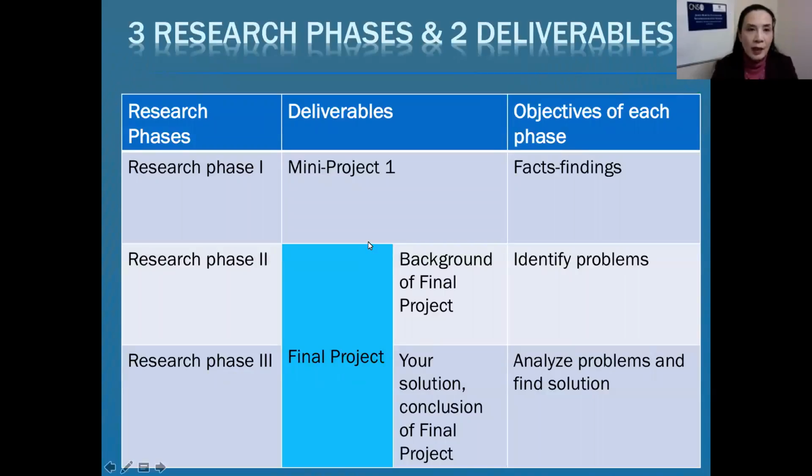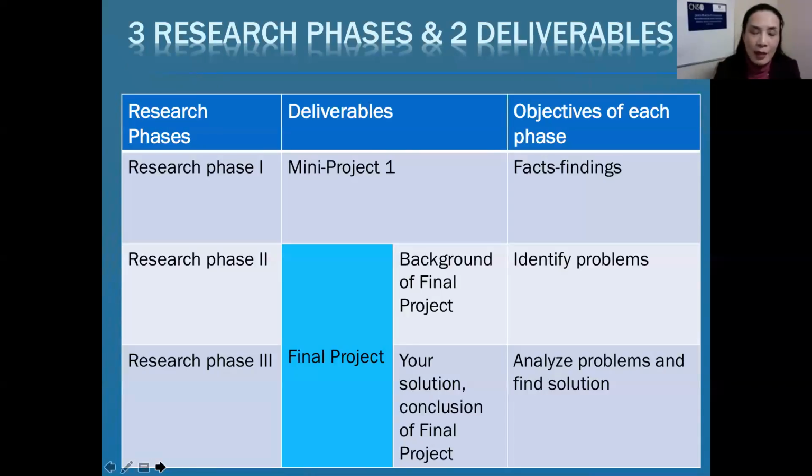So just to recap, toward the spring conference, there are 3 research phases, and students are expected to submit 1 mini project and a final project that will be presented at the spring conference. So while there are 3 research phases, students have 2 deliverables.